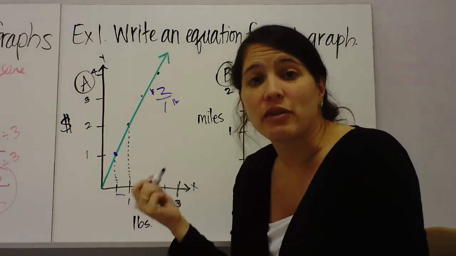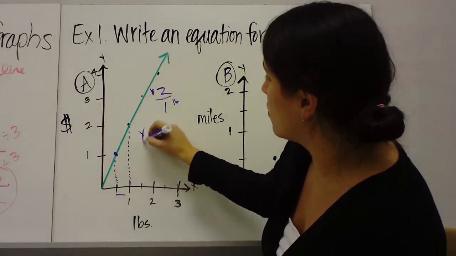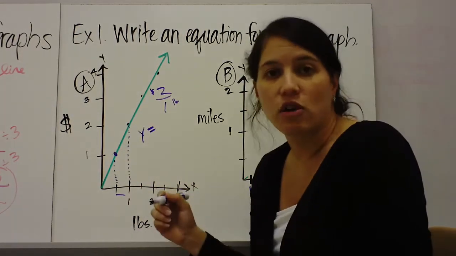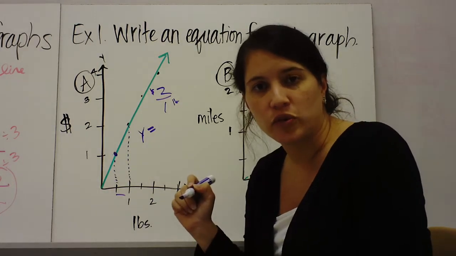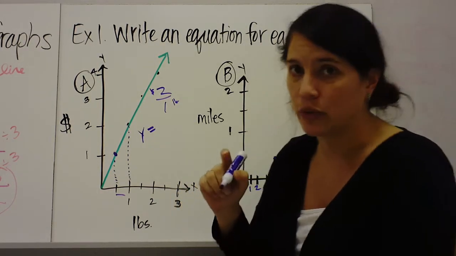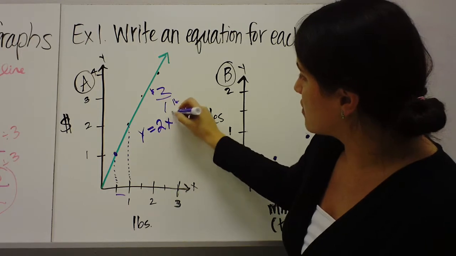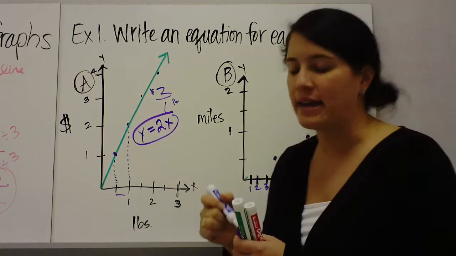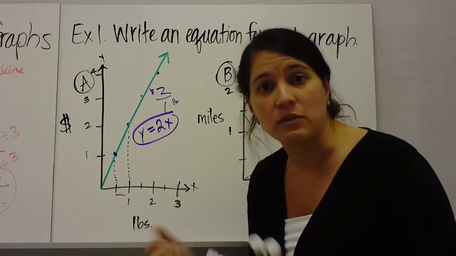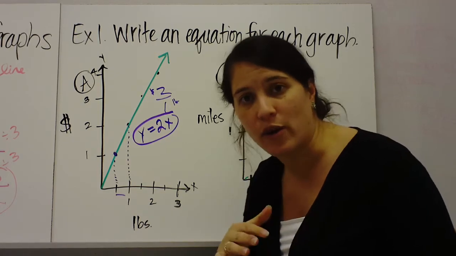And we want to put that into an equation. So we start with y equals, and our slope is 2 over 1. Can we reduce 2 over 1? 2 divided by 1 is 2, so 2x. And that is your equation: y equals 2x. That's it. You find the slope, and you put it into your equation.